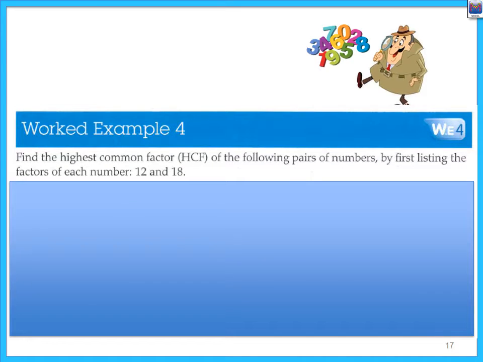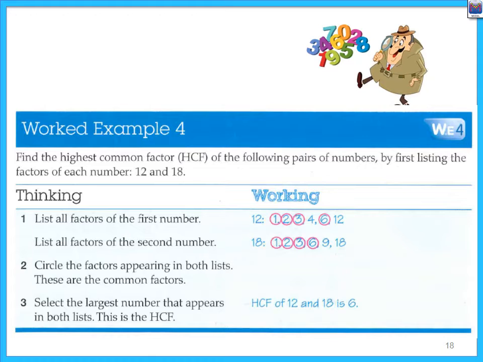Highest common factor. Kind of similar, but we're coming from a different angle. We're looking at factors now, like I worked out before, which is the highest one that's in common between two numbers. And like it says in my question here, first listing the factors of each number. So we went through before how to work out factors, and we've listed the factors of 12 here and the factors of 18. Do it just like I showed you earlier in the video.